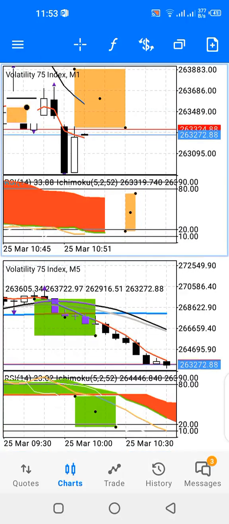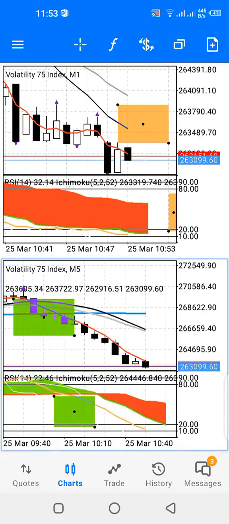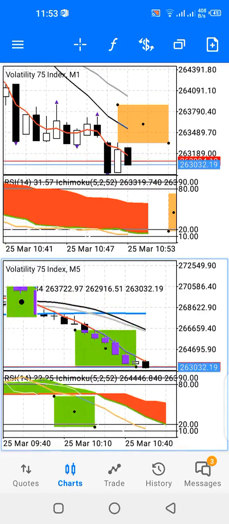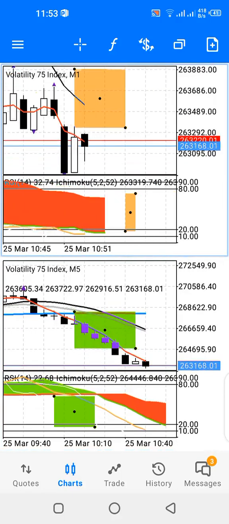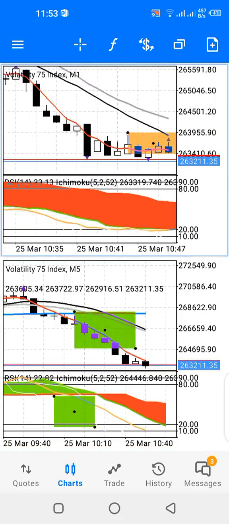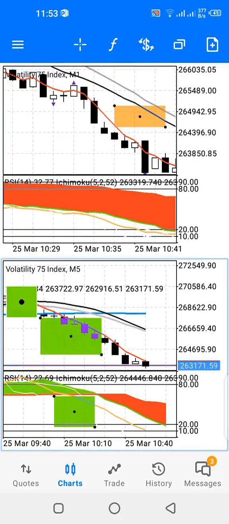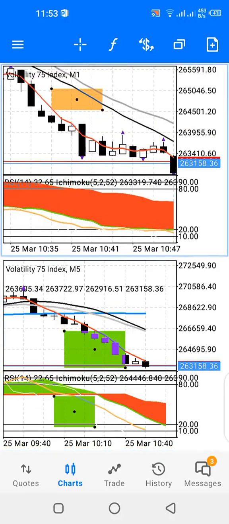Now, how does this strategy work? You have two windows so that you can filter when to enter your trade. Right now, on the 5 minutes it is selling, and on the 1 minute is also selling. So when you have alignment of sell signals on both screens, you can confidently enter your sell trade.